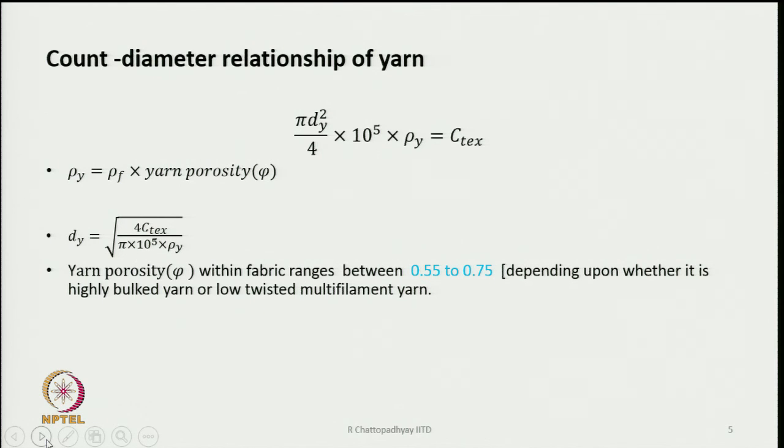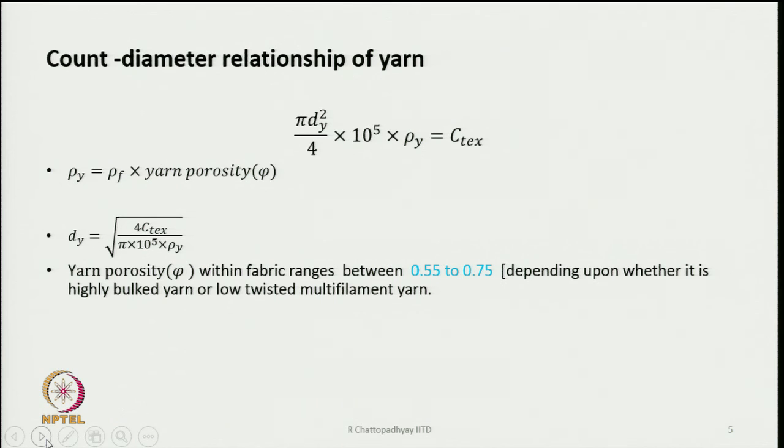Yarn porosity within the fabric ranges between 0.55 to 0.75. This is also an important piece of information, and it needs to be found from some research article, because unless we know this we will not be able to move ahead. So, we have to dig out some information from the literature review, or if it is not available at all, then we need to do some in-house research to find out these values. So, yarn porosity within the fabric varies between 0.55 to 0.75.